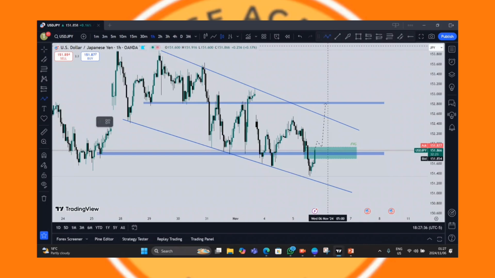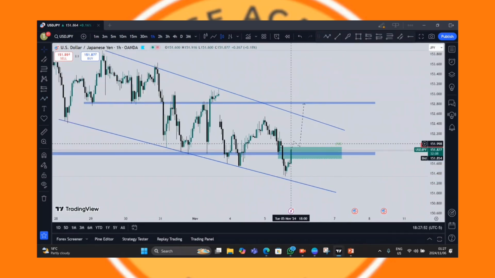Now, I don't know what might happen. So the market could either respect this fair value gap and come and touch this trendline liquidity, because it has to touch it. You know, it has been respecting it and then push to the upside. But what I'm anticipating is this.